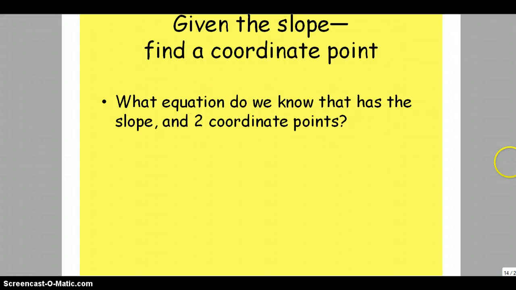Okay, now we're going to be given the slope, and they want us to find a coordinate point. What equation have we already worked with that has the slope and two coordinate points? All right, slope is equal to y sub 2 minus y sub 1 divided by x sub 2 minus x sub 1. So we're just going to plug the values that we know into this equation and solve for the variable that we need.